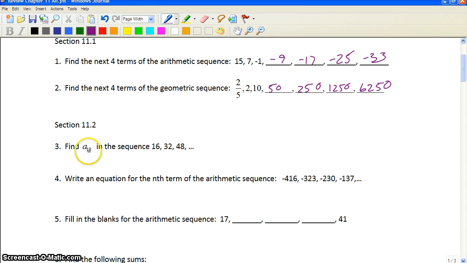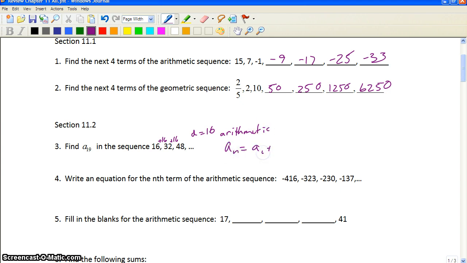Alright, next one. Find the 19th term. A sub 19 means the 19th term of this sequence. Let's see what kind of sequence it actually is. If you notice, it looks like it's going up each time at a steady rate, and actually that's add 16 each time. So the common difference is 16. That means it's an arithmetic sequence. If it's an arithmetic sequence, we know this is the case.